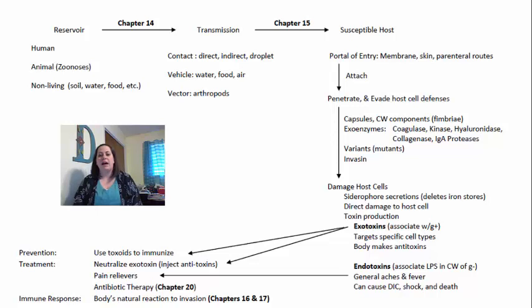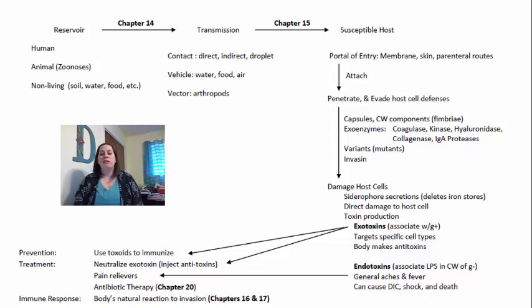We're also going to look at how it damages host cells. Is it due to direct damage? Is it due to toxins? So we have some toxins like exotoxins. These are going to target specific cell types. The body will make antitoxins. We can do preventative things against exotoxins that are called toxoids. This can help with a type of immunization. We can treat this with neutralized exotoxin. With endotoxins, these are going to cause your general aches and fever. This is normally handled with pain relievers.